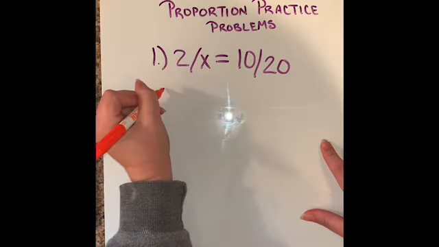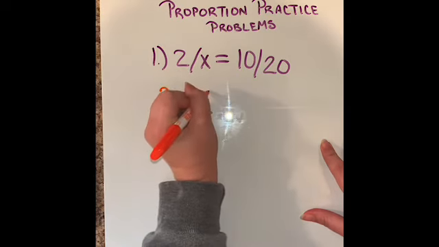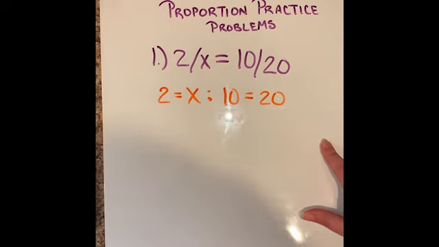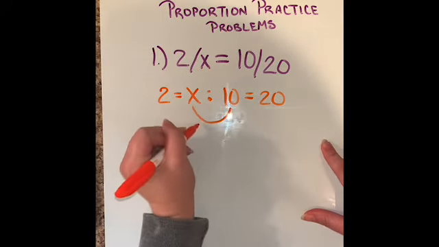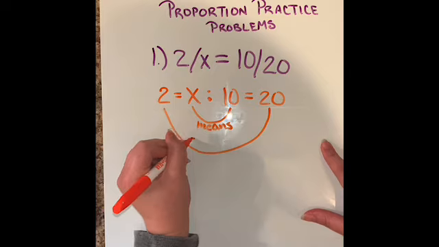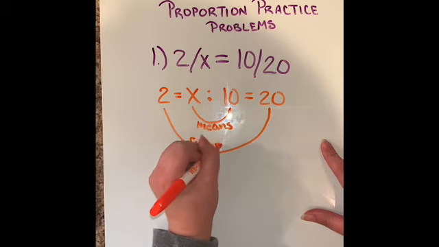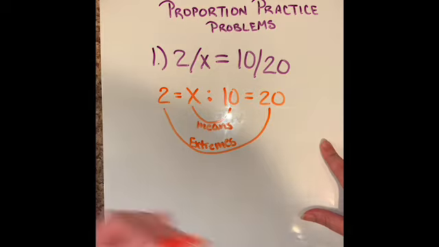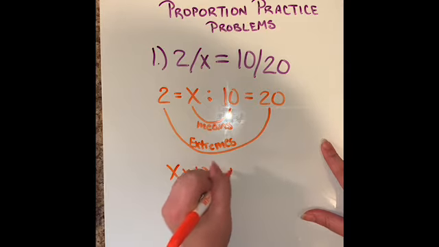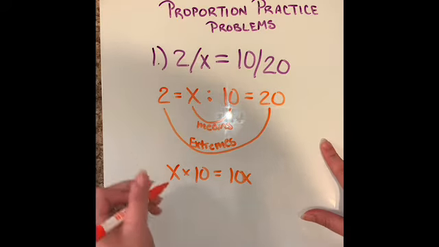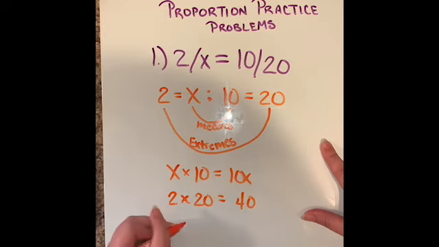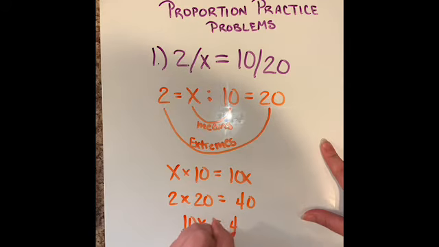So how you want to set this up would be 2 is equal to x as 10 is equal to 20. So in linear proportions, you have means and extremes. Your two inside numbers, these are your means. Your two outside numbers, these are your extremes. You multiply your means and your extremes. So our means first, x times 10 is equal to 10x. Then our extremes, 2 times 20 equals 40. So our equation now says 10x equals 40.